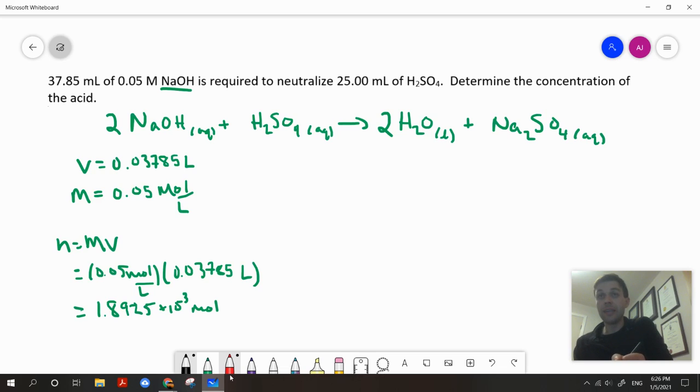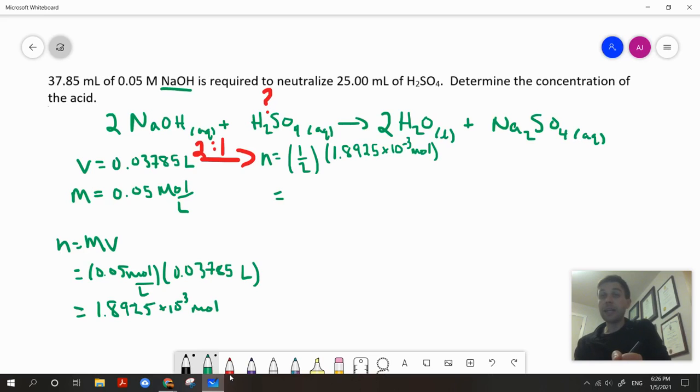And recall that the question is asking for the concentration of sulfuric acid. So let me do it right up here. For every 2 moles of sodium hydroxide, we react 1 mole of sulfuric acid. And as always, to find the moles of the unknown, we multiply the moles of the known substance, 1.8925 times 10 to the negative 3, by the ratio that relates those two substances in the balanced chemical equation.